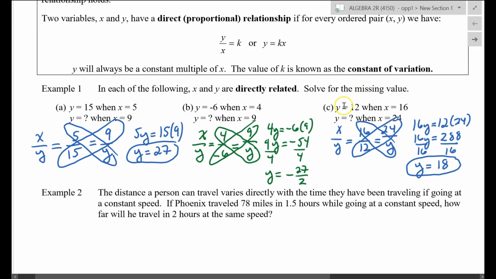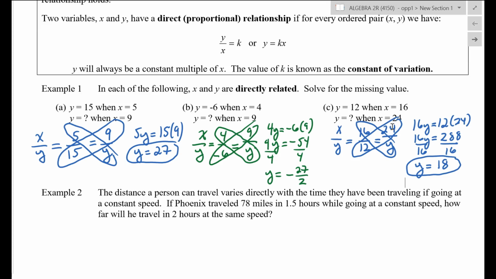Exactly. The comparison here, guys, is that y is smaller than x, right? Which means when I do this comparison, this y better be smaller than that x. It's not going to get bigger if they're directly related, right? Okay. Guys, here's another way to think about it.